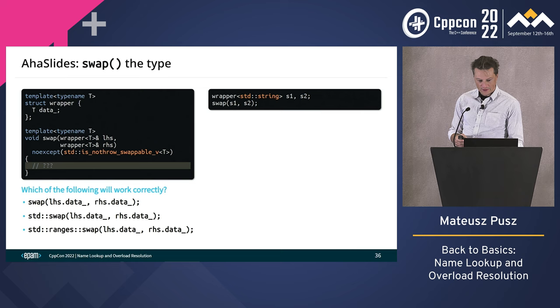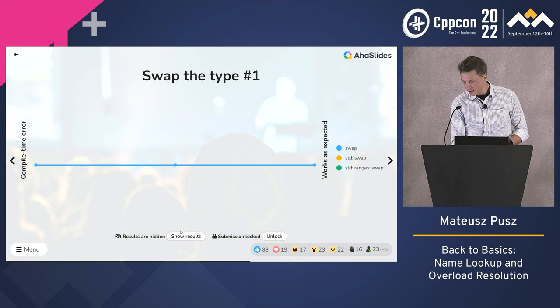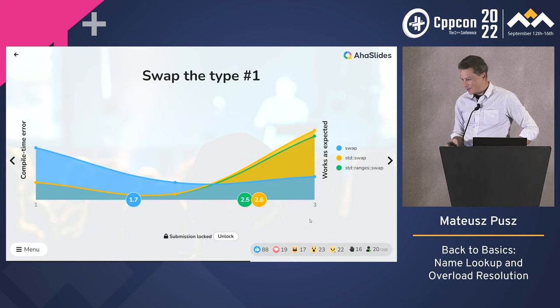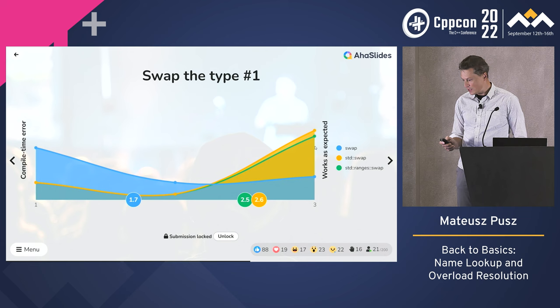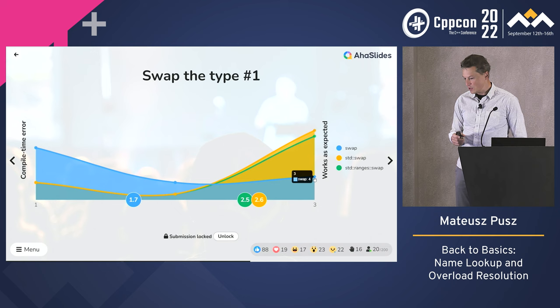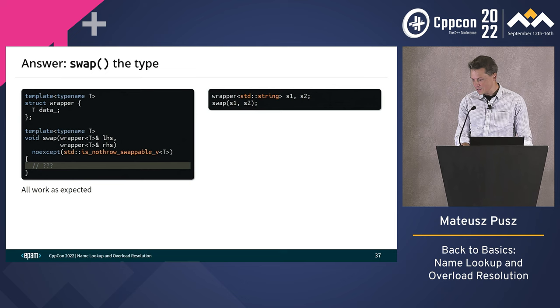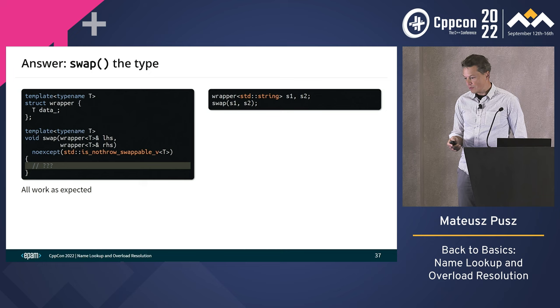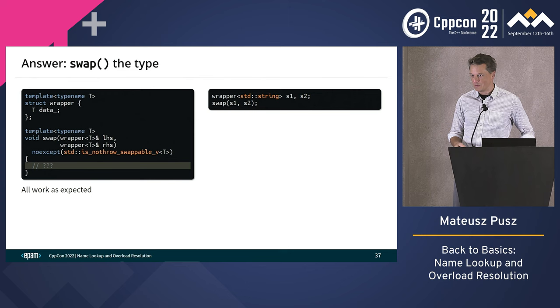All right, I think that the time is past. So let's see the results. All right, so we have a lot of votes claiming that the std::ranges::swap would work as expected, which is correct. And most of you claim that swap will not work correctly. Only some of you that it works. Actually, in this case, all of the alternatives work correctly, right? Because if you call in an unqualified way swap here, it will find the swap defined in the std namespace because std::string is provided, and with this ADL will kick in and look for names in the std namespace. But now let's complicate it a bit.